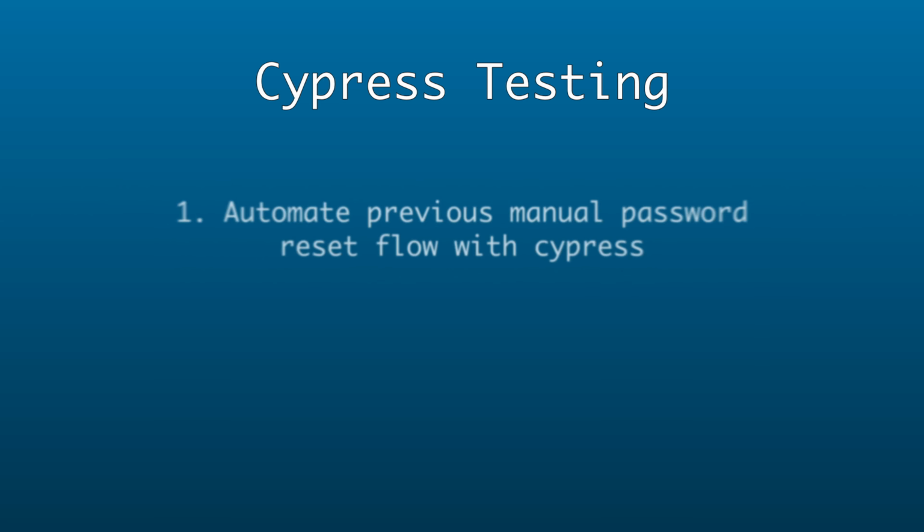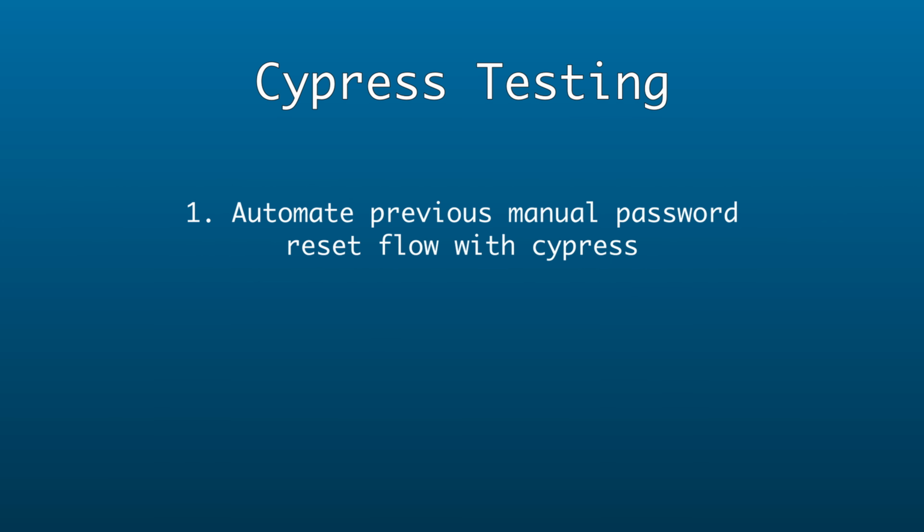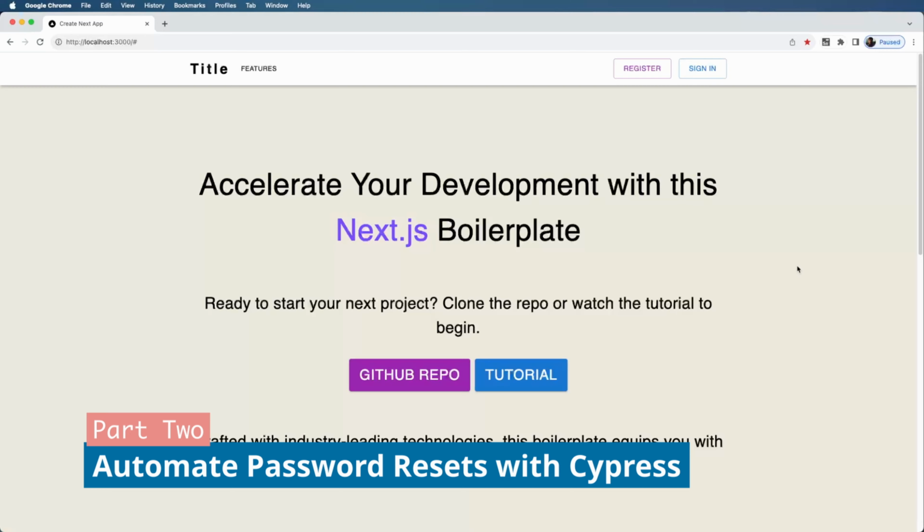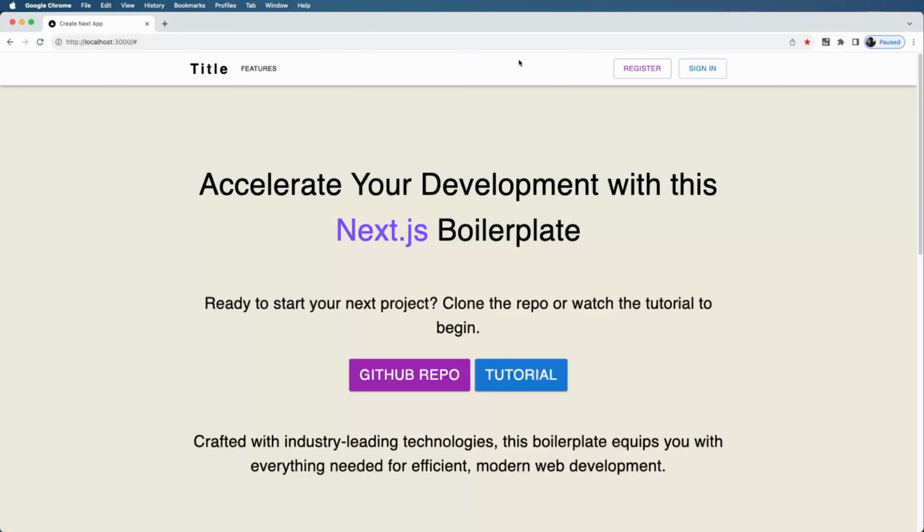For the Cypress portion, I really just want to accomplish two things. I want to replay the same scenario I did manually, but do it in an automated fashion with Cypress. And I want to add an extra step that verifies that an email was successfully sent to the end user, which in our case is a Mailsac inbox. Cypress is pretty easy to get started with. I'll start by installing it.